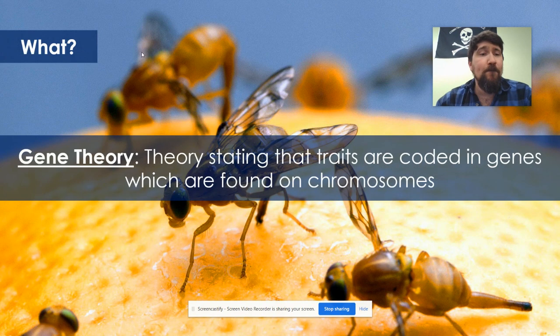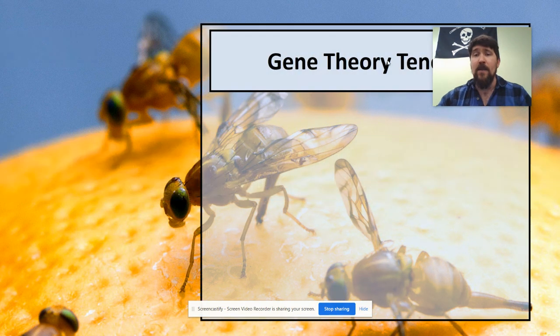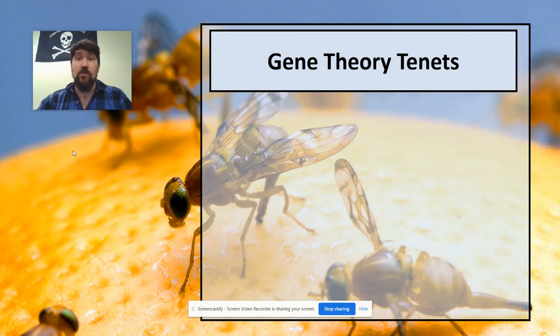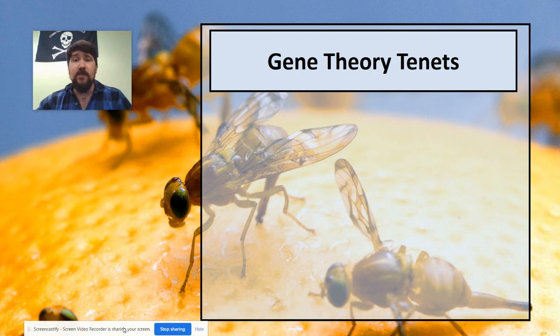Let's begin. So the gene theory is the theory that states that the traits that we observe in organisms are coded in genes, and those genes are found on the chromosomes. That's what it says. All right. Now, that may not sound too surprising to you because we live in a day and age where DNA and chromosomes are terms utilized in pop culture. But there are several tenets of the gene theory that I think you guys need to be aware of.